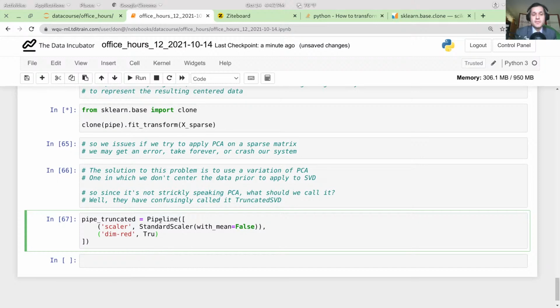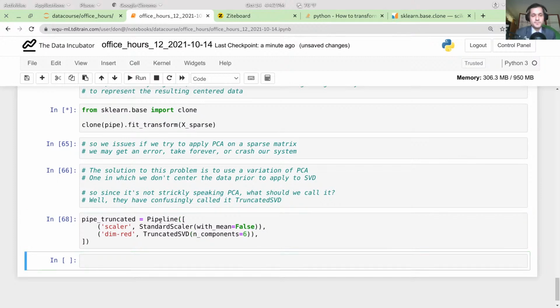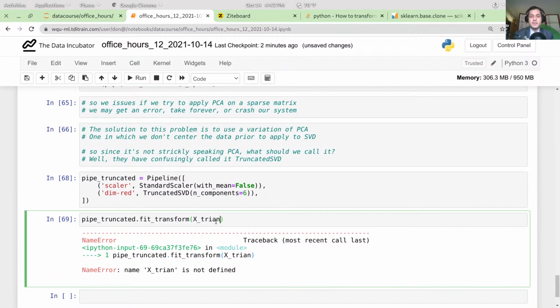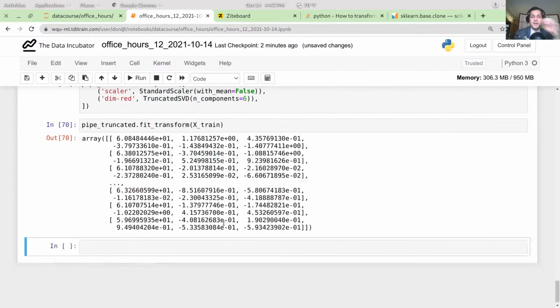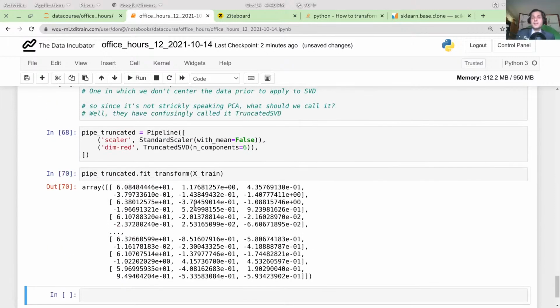Truncated SVD, and say n components, let's say 6. And now I can say pipe truncated fit and transform X train. And I get an error because it's called X train, not X tryon. And there it is. There is my transformed data.